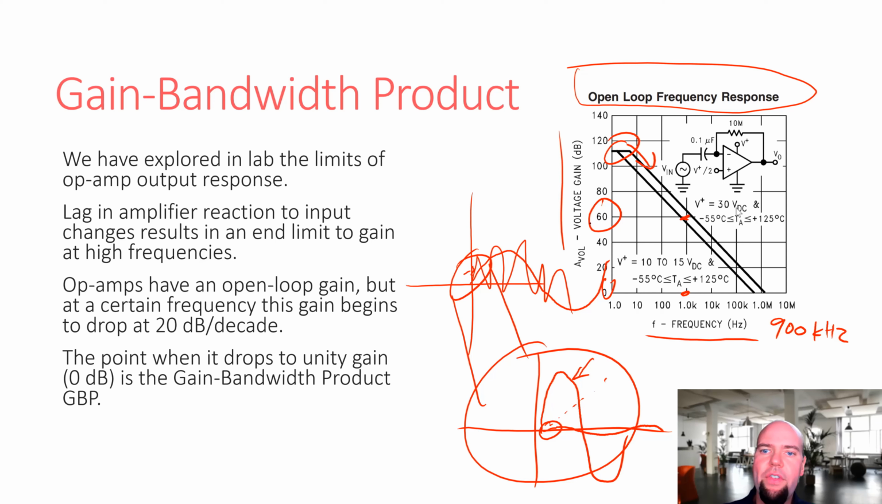So a gain of 1,000 times 10, about 1 megahertz, looks like from this data sheet, is about the gain bandwidth product of this amplifier. Okay.